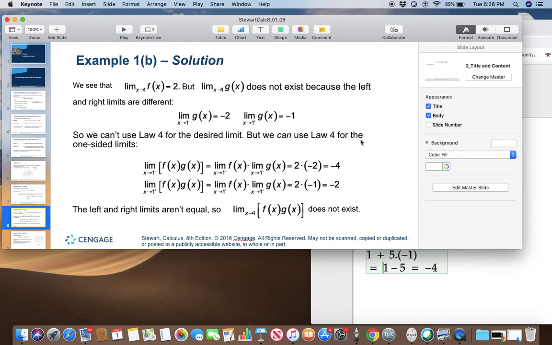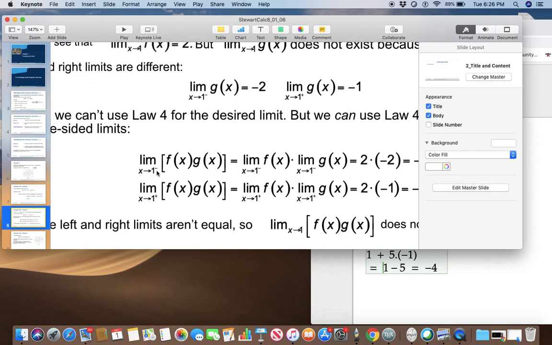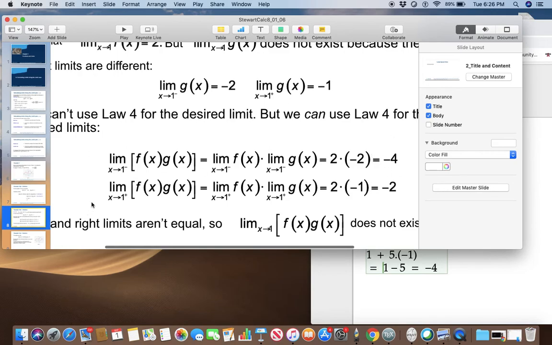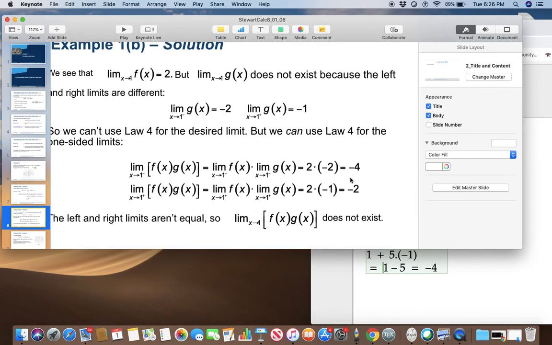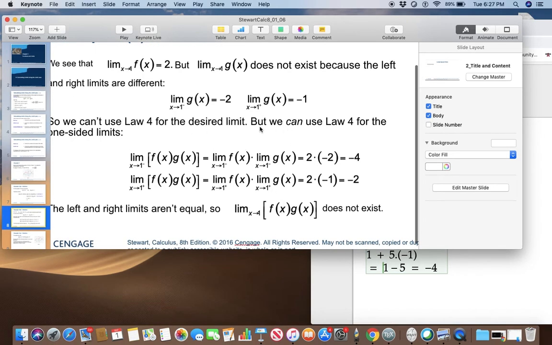But we can use law 4 for one-sided limits. So let's look at the limit from the left. So now you use the value of the left-hand limit of g, that's -2, and you have an answer. Likewise, the limit from the right. Use the right-hand limit for g and use that value and you get the limit of the product. Now notice the two limits disagree. So the limit of the product as x approaches 1 does not exist. Okay. So we could find one-sided limits but not the limit, which does not exist.